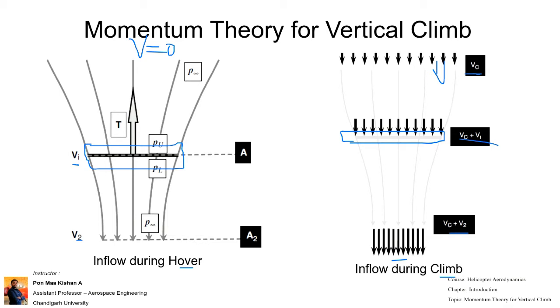I will take the momentum theory for vertical climb in the next lecture. As I told you before, we have different types of momentum theory for hovering, vertical climb, and forward movement. The same is applicable for blade element theory also. If you have a doubt, you can ask.